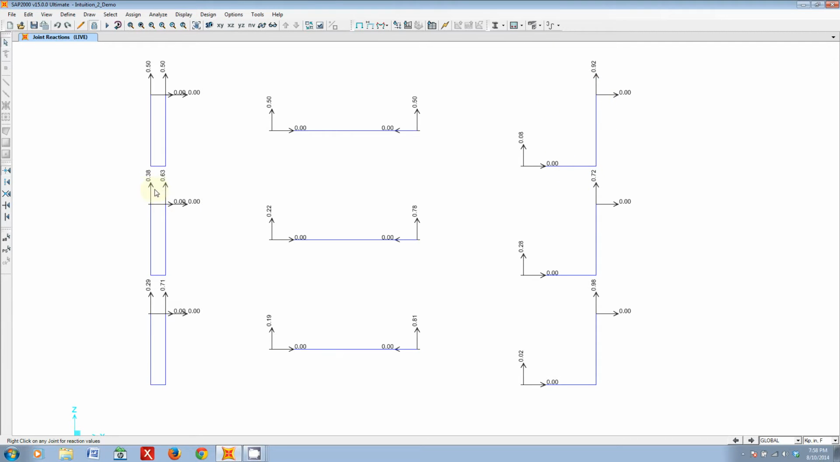Now, similarly, the same thing, you get different distributions, and it's the stiffer members that carry most of the load right at the support. So you can see most of the load is going to the support through the member that's stiffer. Alright, so hopefully that makes sense.